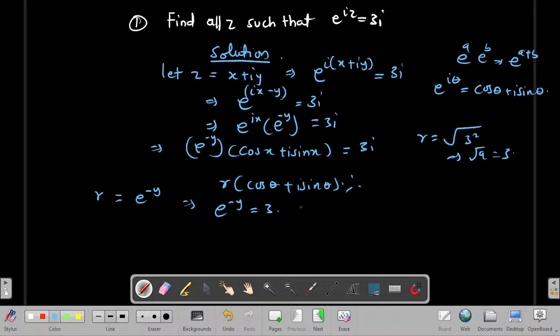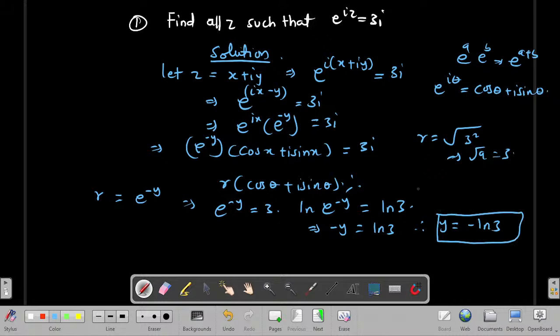So I'll take ln of e to the power negative y, which should be equal to ln 3. If you have ln e to the power negative y, then obviously you're going to have negative y as a result. So the natural log of e to a power gives us the power. This should give me ln 3. Therefore, my y is simply equal to negative ln 3. So this is the value for my y.